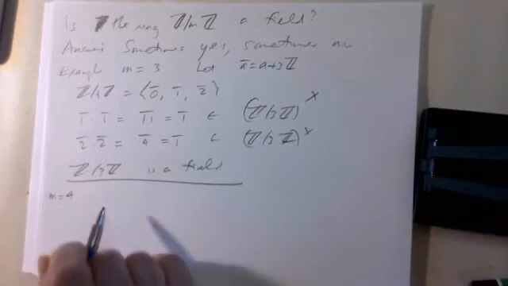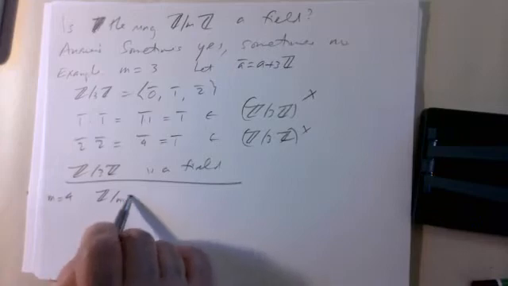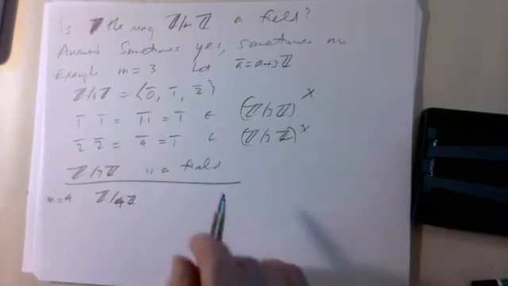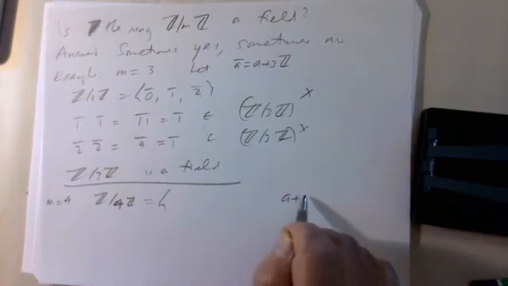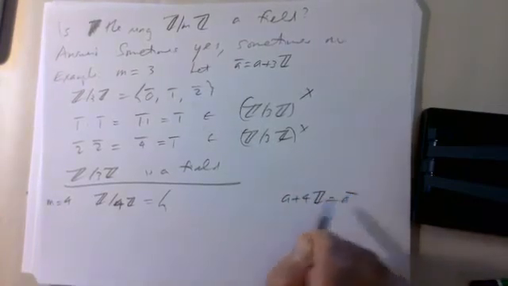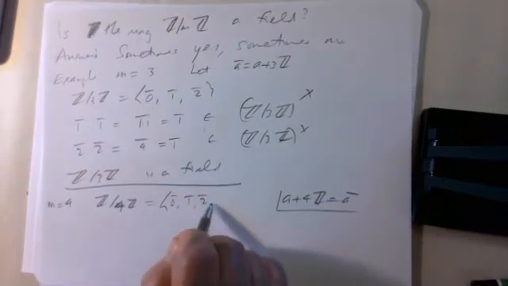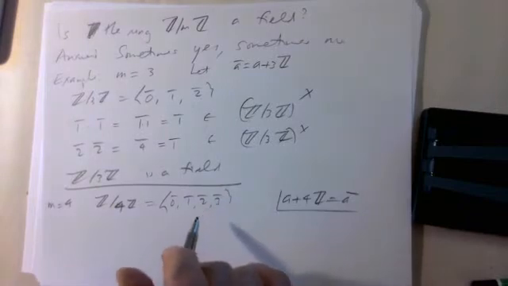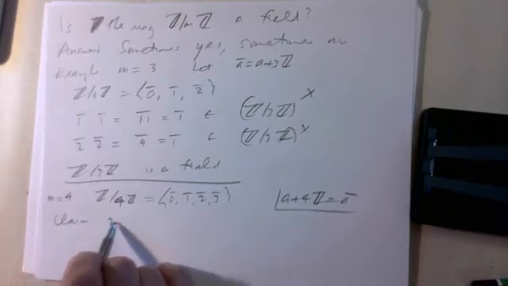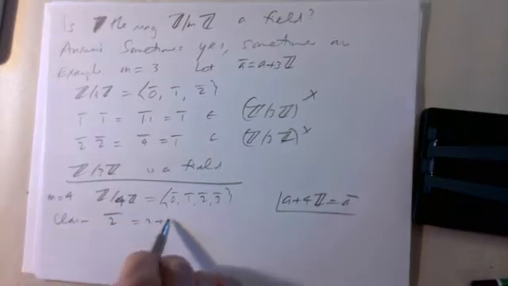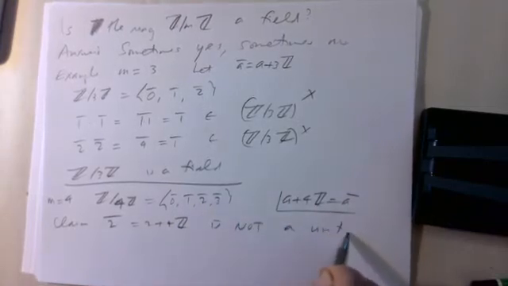Suppose I take m equal 4, and so I'm looking at the congruence classes modulo 4. Again, I'm going to write the congruence class of a plus 4Z as a bar. So this consists of the congruence classes of 0, 1, 2, and 3. I claim the congruence class of 2 is not a unit.